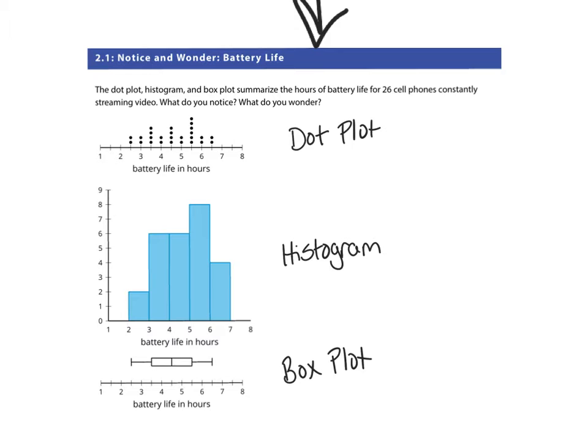A couple things that I want you to make note of here, if you didn't notice already. In the dot plot, each dot is representing one cell phone, and that dot is showing how long that battery lasted. For example, this dot right here would show that that cell phone battery lasted 5.5 hours. In the histogram, now we're grouping things together. So this bar right here would be saying that we have 2 cell phones that had a battery life between 2 and 3 hours. And the box plot looks a lot different than the other two, but it's really showing our minimum and our maximum, and then there's other stuff going on in the middle there that we're going to talk about as we go.